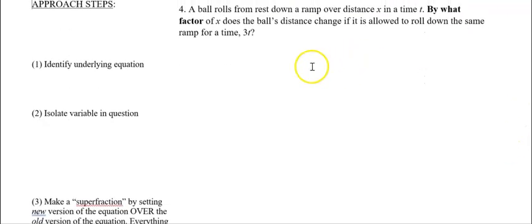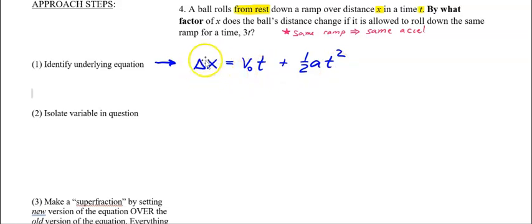Okay, last one here. Same thing, a ball's rolling from rest down a ramp over some distance. We're going to call x instead of d. They get to choose if they write the problem what letter they want to use to stand for these things. So they're using x here. In time t. So by what factor does x change if it's allowed to roll for time 3t, so 3 times the time. Okay, so the information we have here is going to be then v naught, x, t, and a. The equation that fits that situation would be this one, because it has our distance, v naught, t, and a.